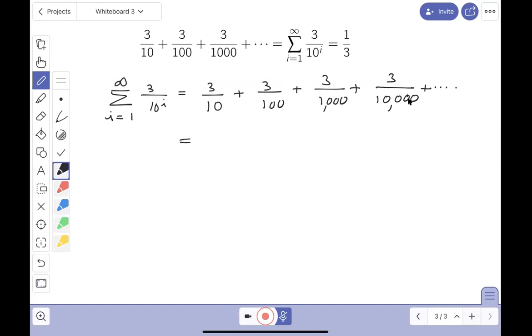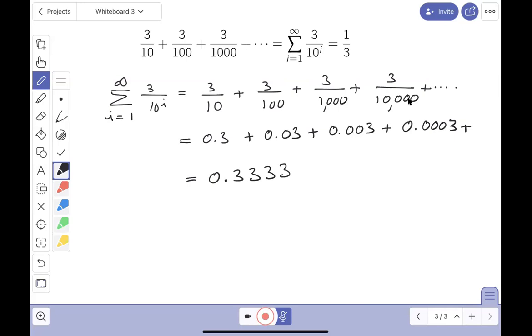What's the first decimal going to be? 0.3. What's the next decimal going to be? 0.03. What's the next decimal going to be? 0.003. What's the next decimal going to be? 0.0003. I think you get the idea. So I'm going to add them together. What would you get? 0.33. That's the first two terms. Third term, fourth term. I think you get the idea that this repeats itself over and over again.